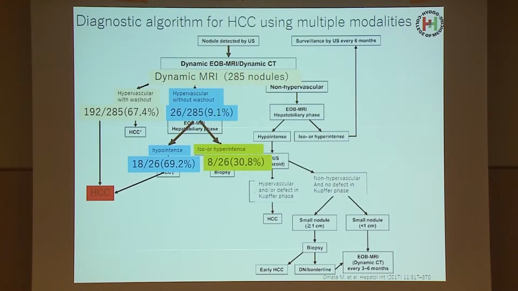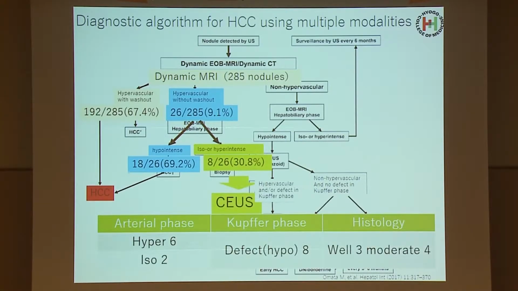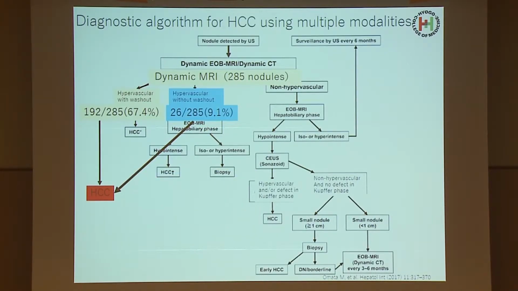8 out of 26 nodules were not hyperintense on the hepatobiliary phase. CEUS was performed for these 8 nodules. 6 out of 8 nodules were hypervascular, and 2 out of 8 nodules were isovascular on the arterial phase, but all 8 nodules were hypointense in the Kupffer phase and diagnosed as HCCs. Finally, 2,118 nodules with hypovascularity by EOB MRI were all diagnosed as HCCs.